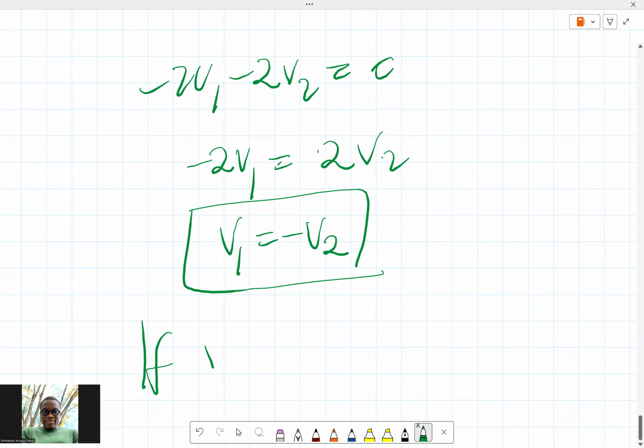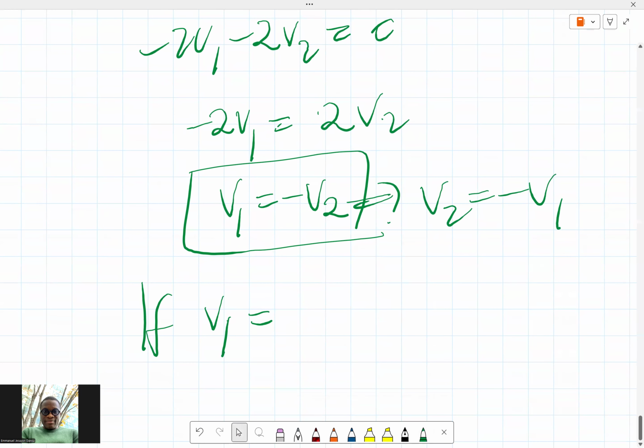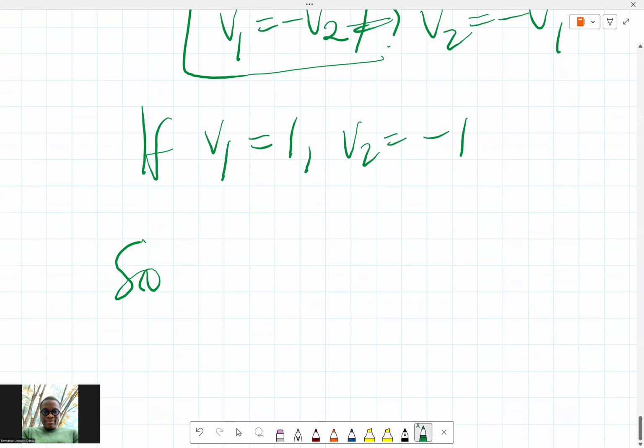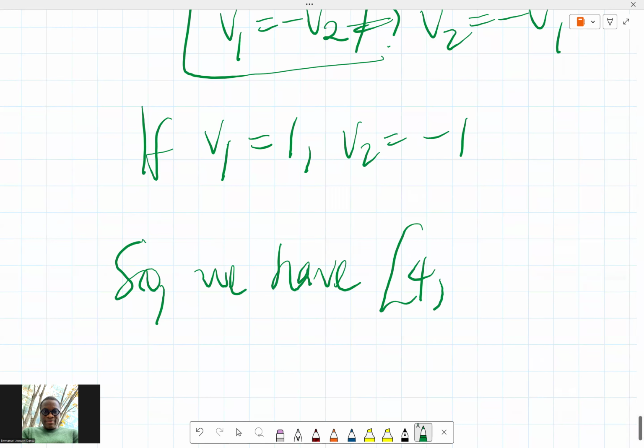So if V1 is equal to... we can also rewrite this as V2 equals minus V1, okay? Maybe this is a better way to write it, but it doesn't matter. Anyone can come first. But yeah, I think it's okay. So if V1 is 1, then V2 is minus 1. So we have the eigenpair 4, comma, 1 minus 1 transpose.